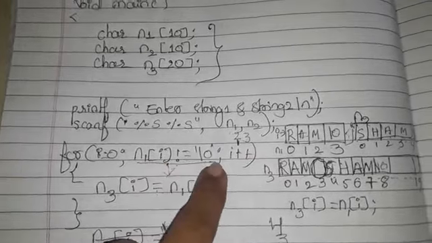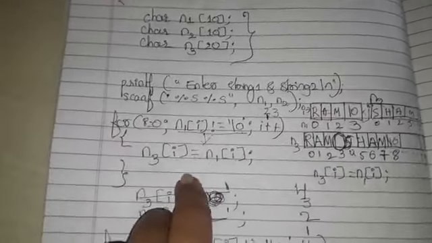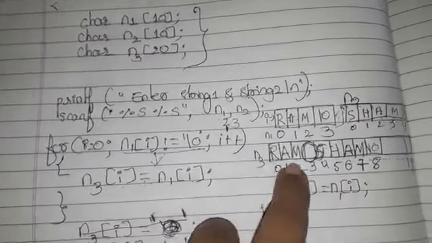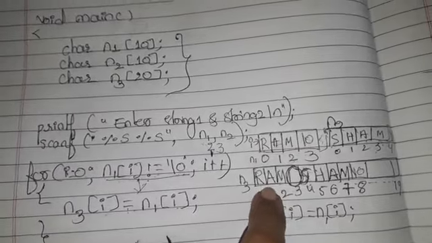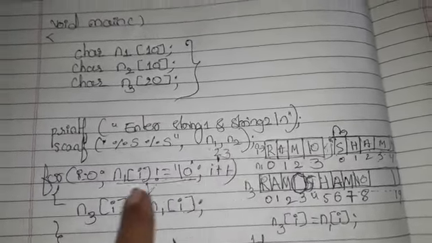N1 of 1 is not equal to null. What is N1 of 1? It is A. Yes, A is not equal to null. It will become true and come inside. N3 of 1 is equal to N1 of 1. Yes, successfully I have taken the value to N3. Next, i plus plus, it will become 2.